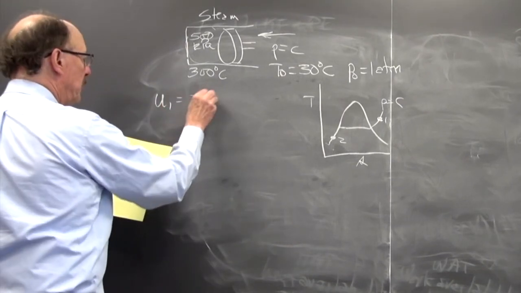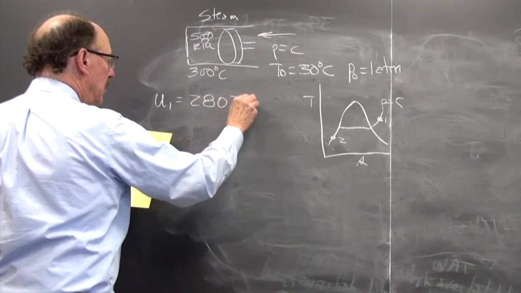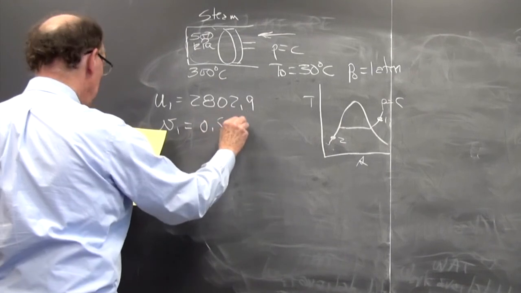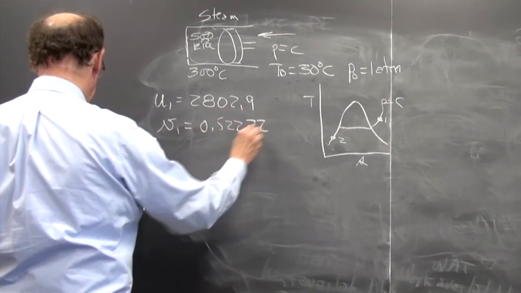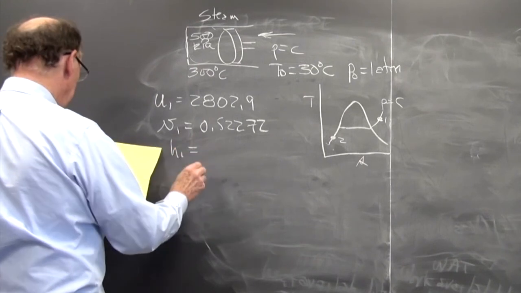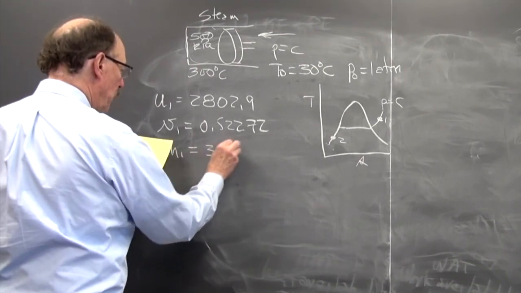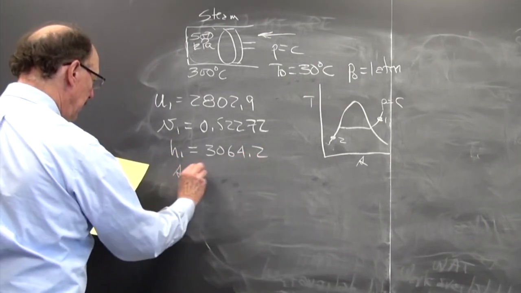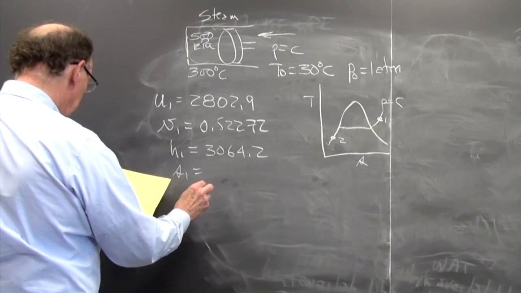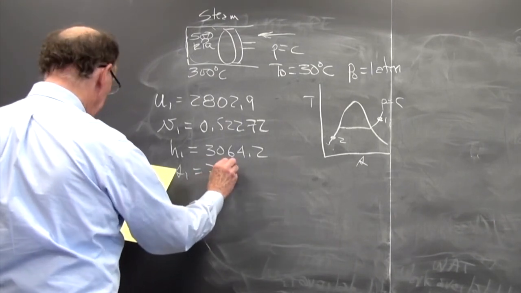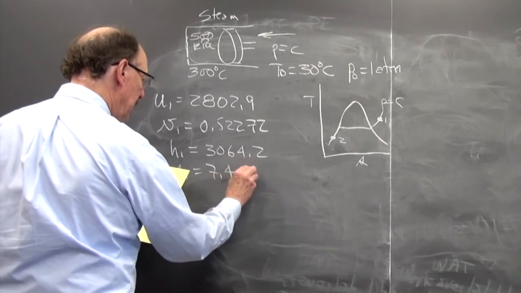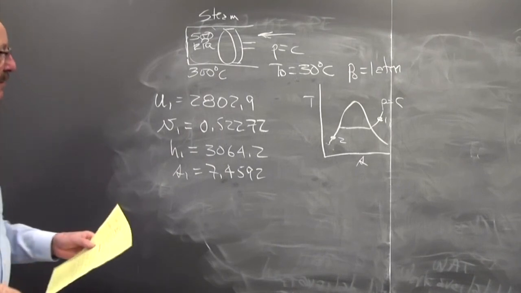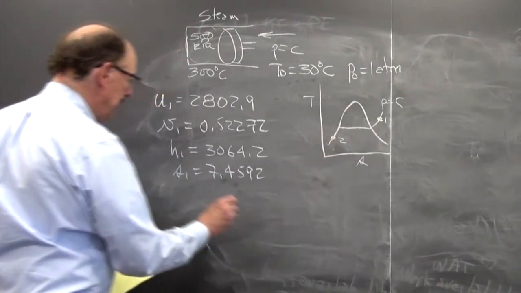So U1 is 2802.9. V1 is 0.52272. H1 is equal to 3064.2. S1 is equal to 7.4592. So this we just look up in the superheat tables. And then at this state we have a subcooled liquid, so state 2.